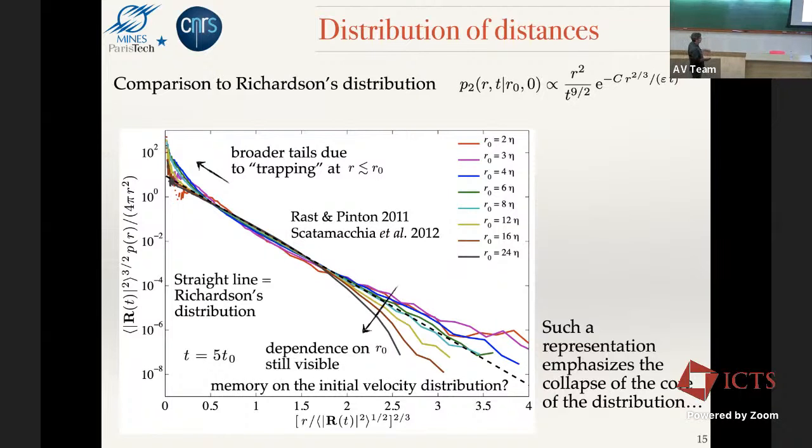Okay, so basically, the thing is, and that's what I wrote here, this is a bit cheating, because of course you do everything so that the core of the distribution collapses. So of course the core is well represented by the Richardson distribution. So I will stop here, it's already late.